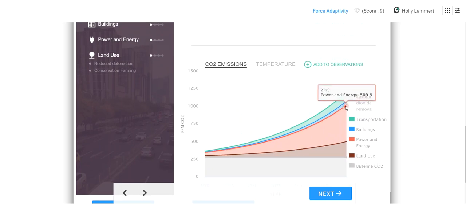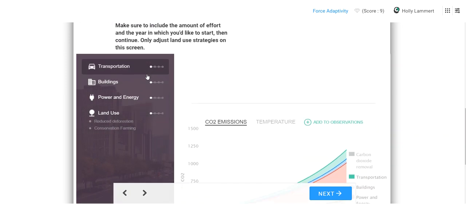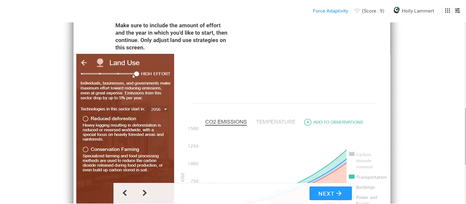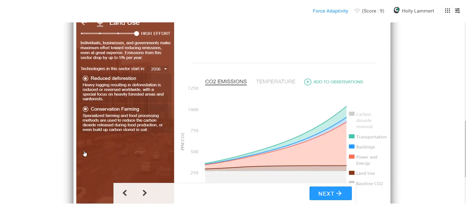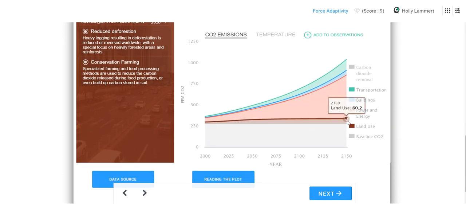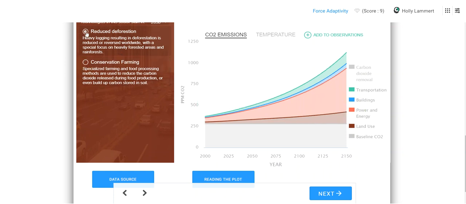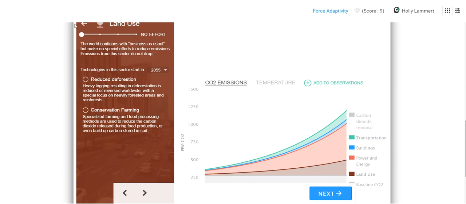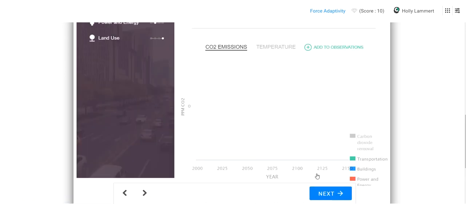Okay, so here's our land use. We're at 509.9. And if we were to reduce, we would go heavy effort, reduce deforestation, and then conservation farming. Specialized farming and food processing methods are used to reduce the carbon dioxide released during food production, or even build up carbon stored in soil. And that reduced, wow, that was big, 60.2, down from, I think we're at 500, right? 200.